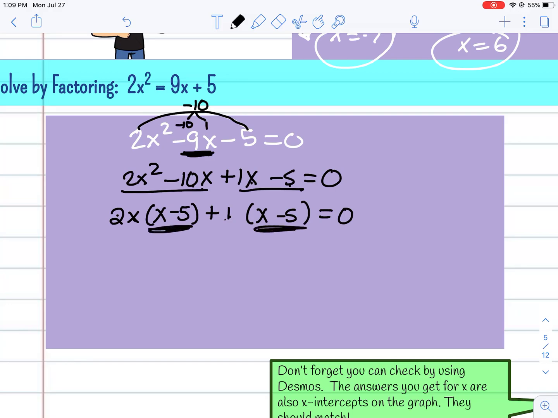Now when you do grouping, these two should match. That's how you can tell you're doing it right. Those two have to be the same. And really, they have become a common factor to the whole problem. So I'm going to pull out that x minus 5.